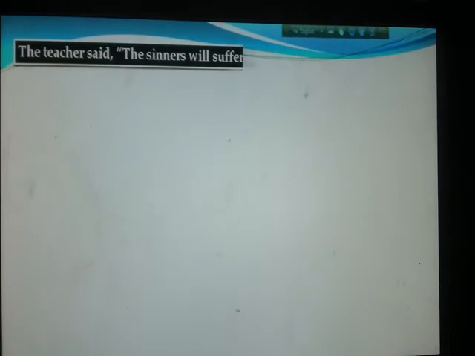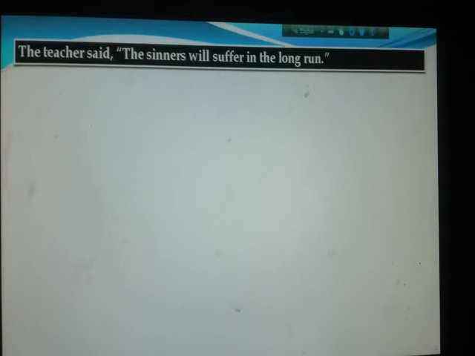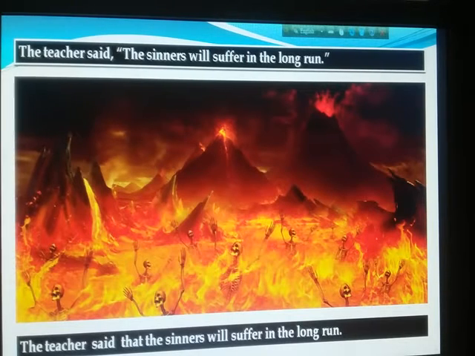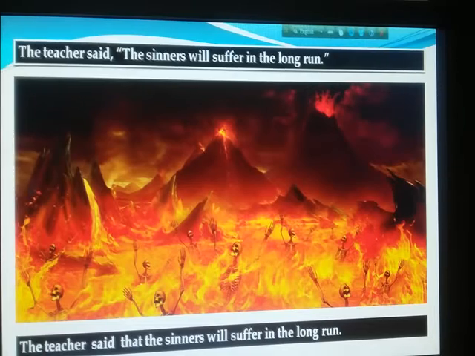Another example, the teacher said, sinners will suffer in the long run. So sinners, the people who commit sins, will suffer at the end. I have set an image of sufferings. So here, the teacher said that sinners will suffer in the long run. So I have used only that. The tense will remain the same and a conjunction is used. Okay, so this is a universal truth. This is not, of course, present indefinite tense. It is future indefinite tense.